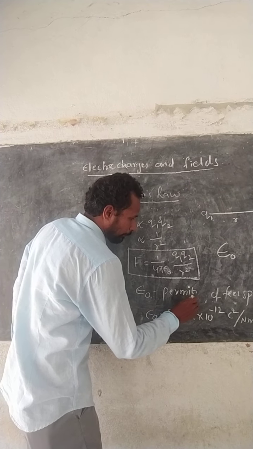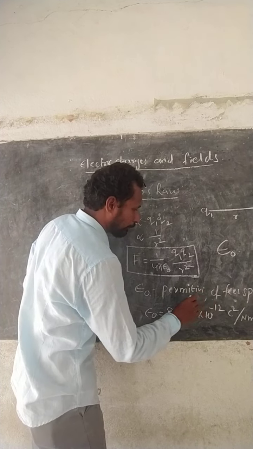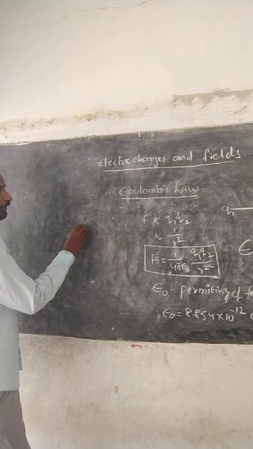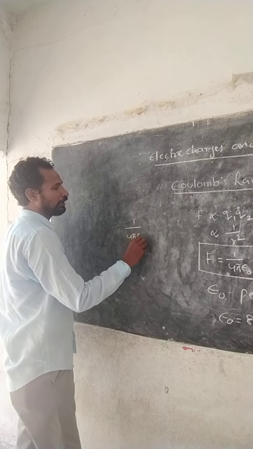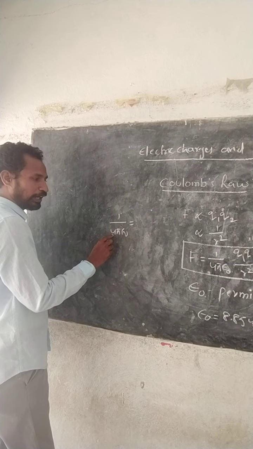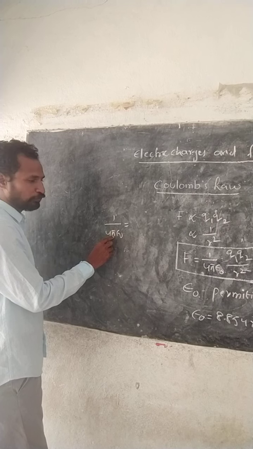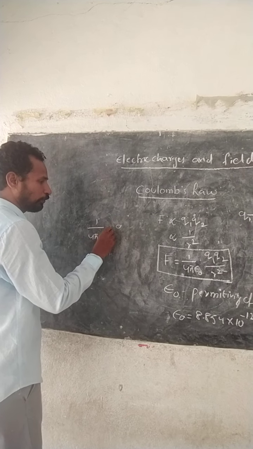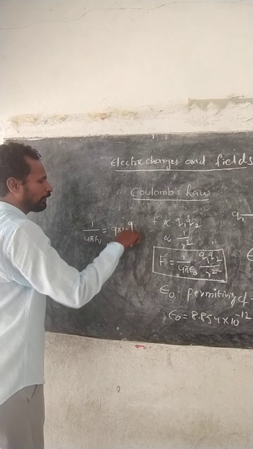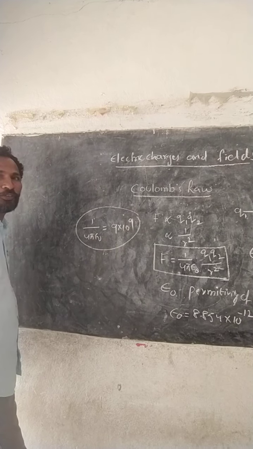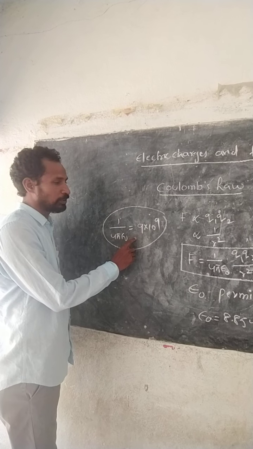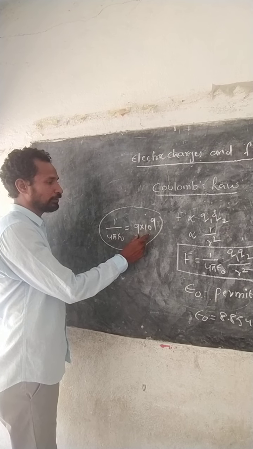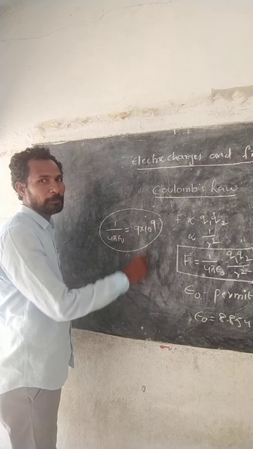Permittivity of free space. This constant value is 1 by 4 pi epsilon naught. If you substitute 4, which is already constant, the pi value already known as 3.142, and the epsilon naught value 8.854 into 10 power minus 12, you will get 9 into 10 power 9. This is a constant value. Remember that the value of 1 by 4 pi epsilon naught is 9 into 10 power 9. We use this value in solving problems.